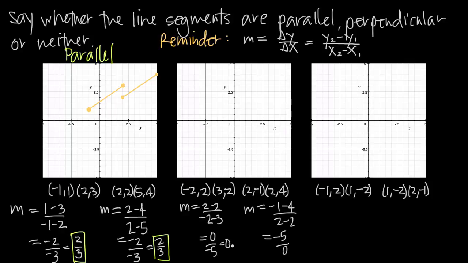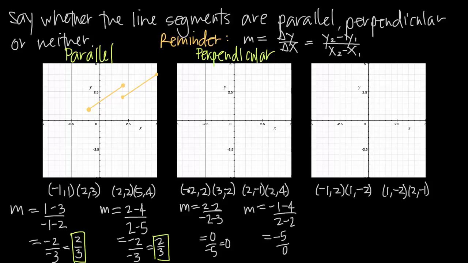When the slope is equal to 0, we know we're going to have a perfectly horizontal line. So we have a perfectly horizontal line and a perfectly vertical line. Looking at that information, we can already say that these two line segments are going to be perpendicular. But let's go ahead and verify it by plotting the endpoints and then connecting them with line segments.